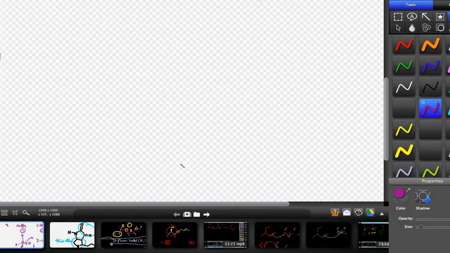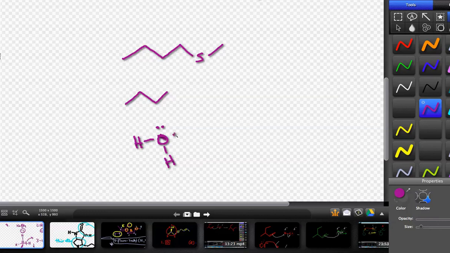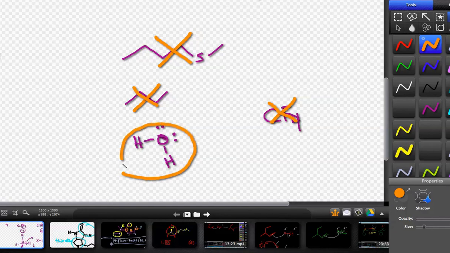Number 9, which is the most polar? We have a thioether. We have butane. We have water. And we have CF4. CF4 is absolutely nonpolar. The thioether and the alkane have very negligible polarity, but water is a bent molecule.